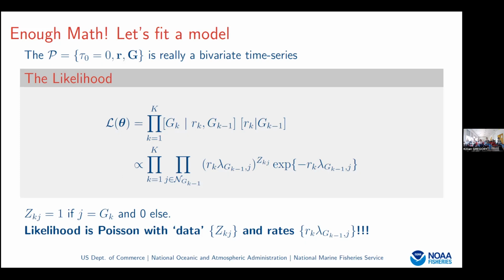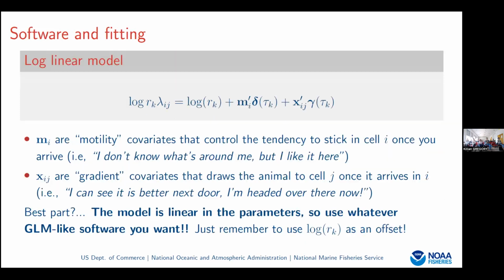just an indicator of, yes, I moved to that cell at that time, and it's 0 if it's not. And so what you get is just this big product of, it looks like Poisson distributions, even though the data that you observed aren't Poisson in any way. So we get Poisson data with rates R times lambda for that.